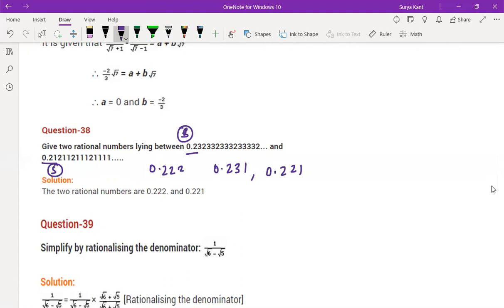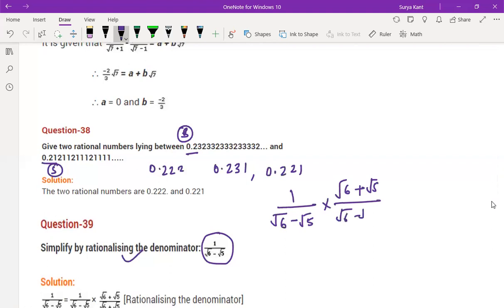Next one is simplify by rationalizing the denominator: 1 by root 6 minus root 5. What is the answer for this? We get root 6 plus root 5 divided by 6 minus 5, that is 1. So your answer is root 6 plus root 5. This is the answer.